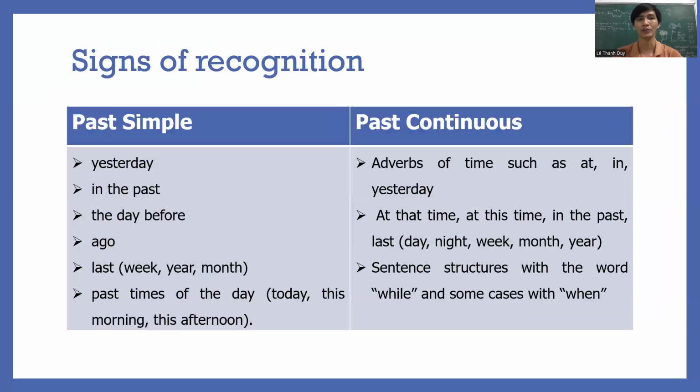Now, we continue with signs of recognition. We have some signs of recognition in past simple, such as yesterday, in the past, the day before, ago, last. For example, last week, last year, last month, last weekend, etc., or a part of the day, such as this morning, this afternoon.